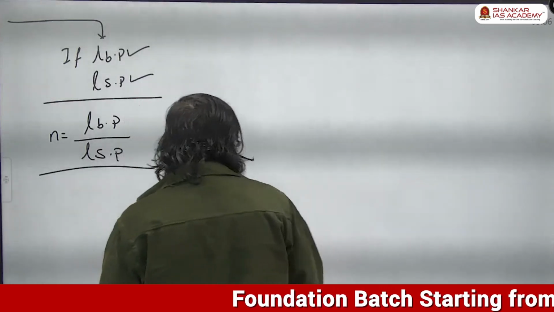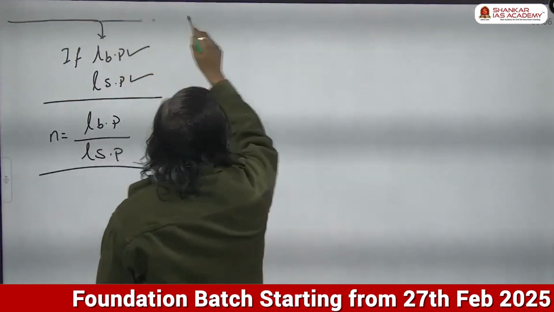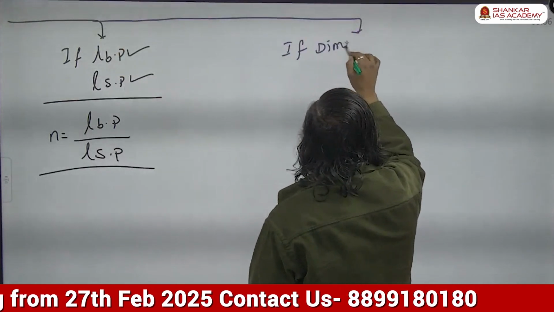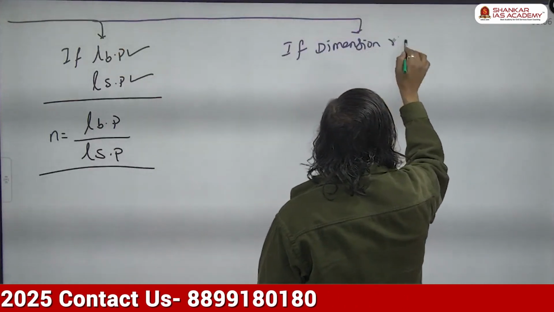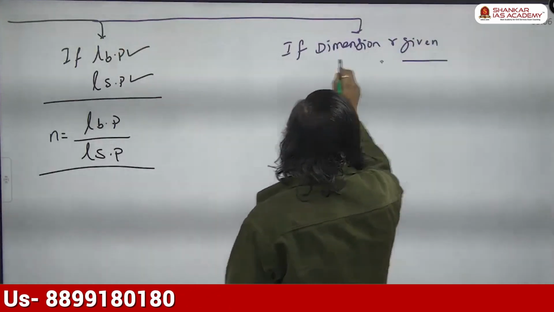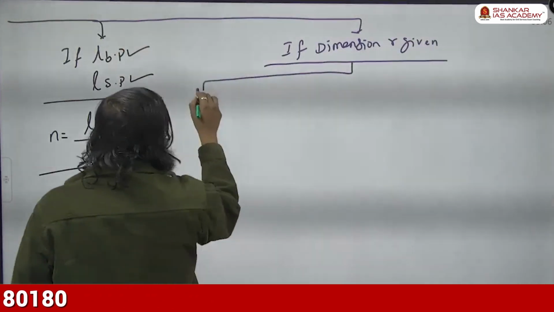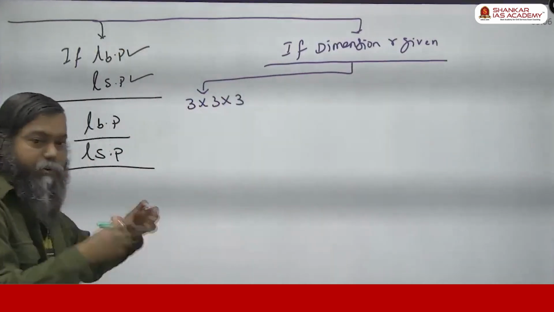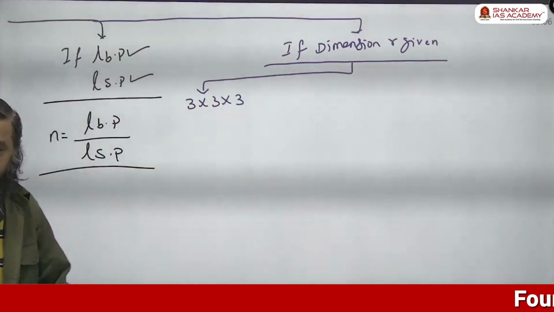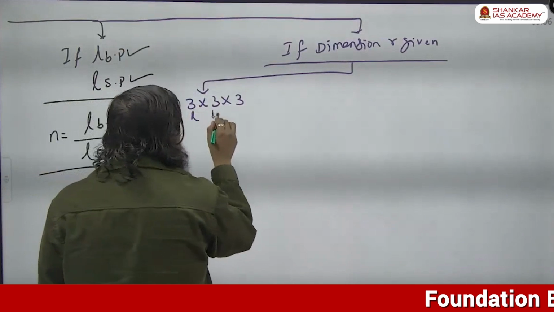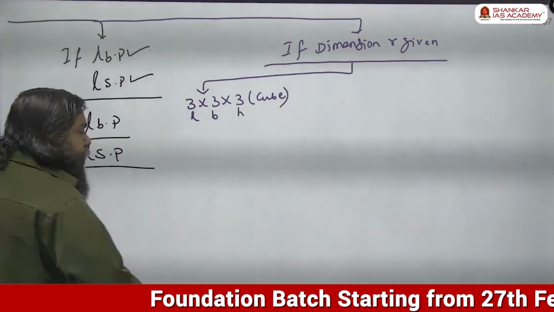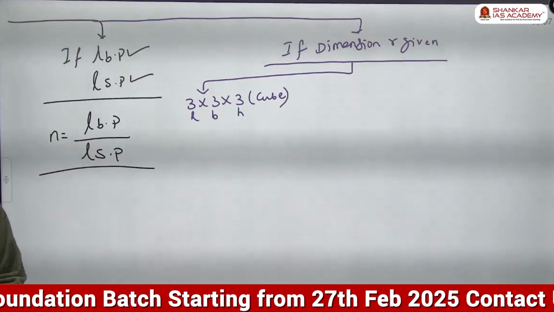Right, okay. Next, listen. If dimensions are already given in the question, for example 3 into 3 into 3. Dimension means dimension of what? Bigger piece. Understand this? Tell me, is it a cube or cuboid? Why are you saying it is a cube? Because all the 3 sides are equal. Do you understand this?